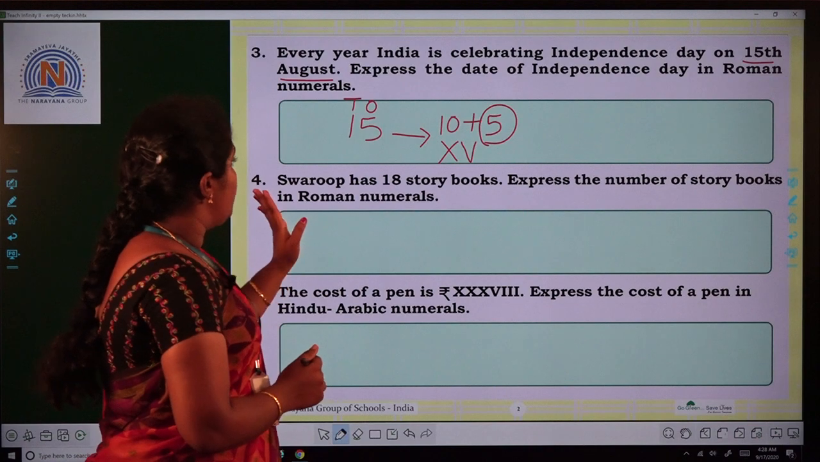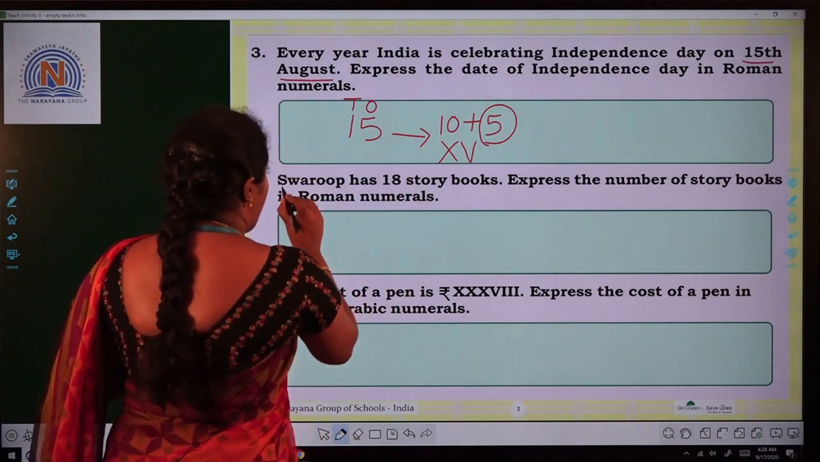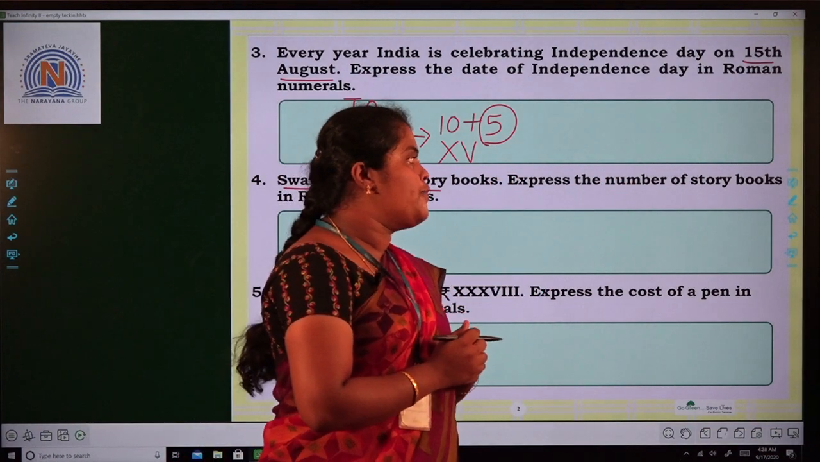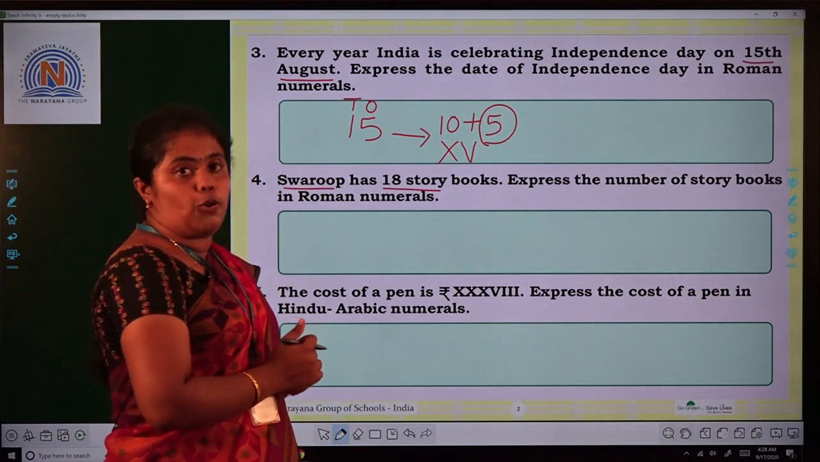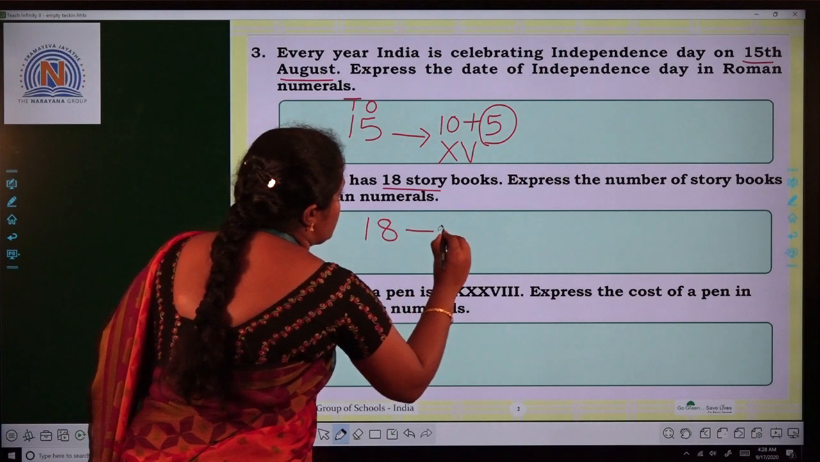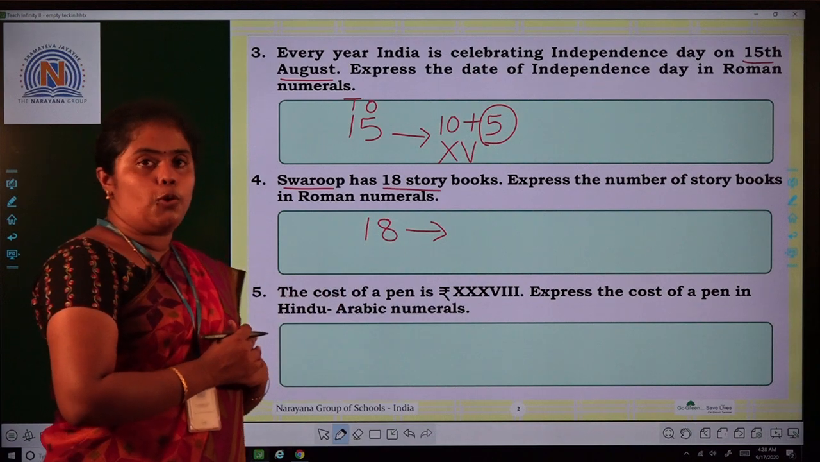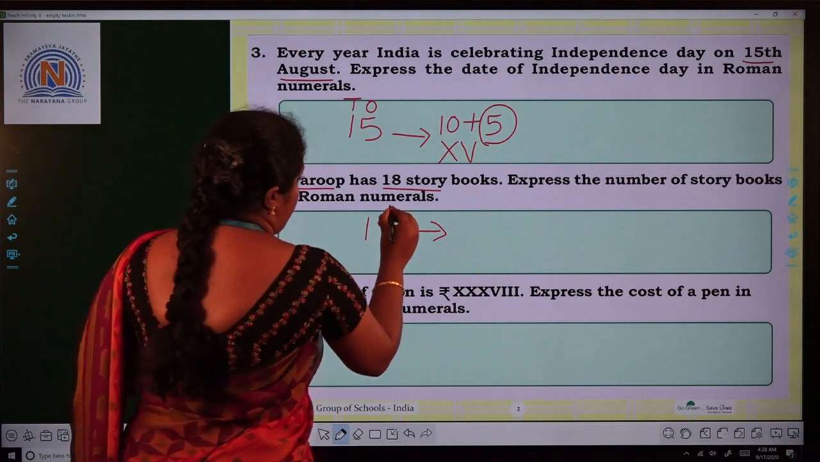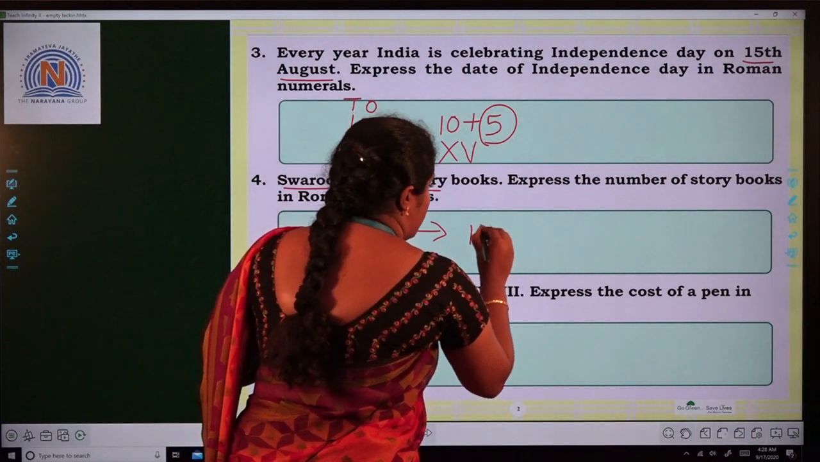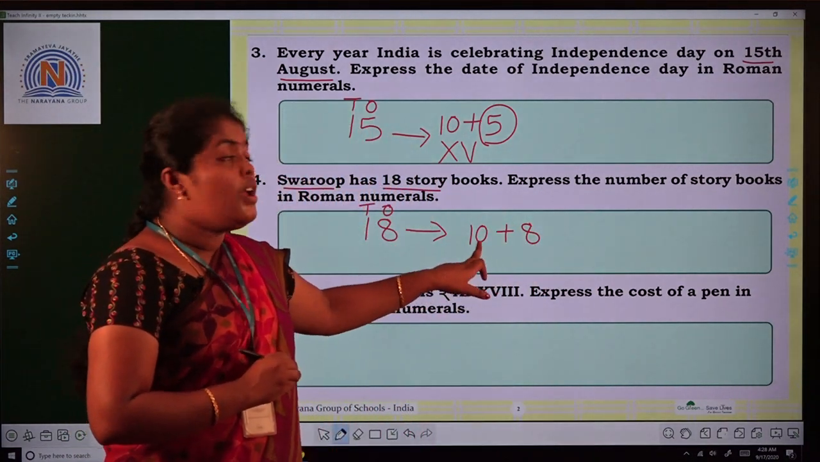Next, fourth question is Swaroop has 18 story books. Okay, Swaroop has story books. How many? 18 story books. So express the number of story books in Roman numerals. It is in our Hindu Arabic numeration, so we have to convert into Roman numerals. Again, split the number into ones and tens. Next, split the number 10 plus 8. In the Roman system, the symbol for 10 is X.